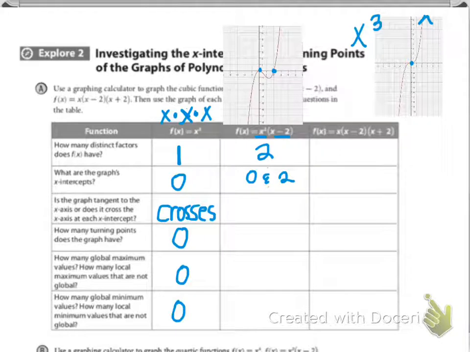And if you look at the factored form, x squared, well, the thing that would make that 0 is 0, and then x minus 2, well, 2 would make that 0. So that's where those roots or the solutions or x-intercepts come from. And then it says, is the graph tangent to the x-axis, or does it cross the x-axis at each x-intercept?